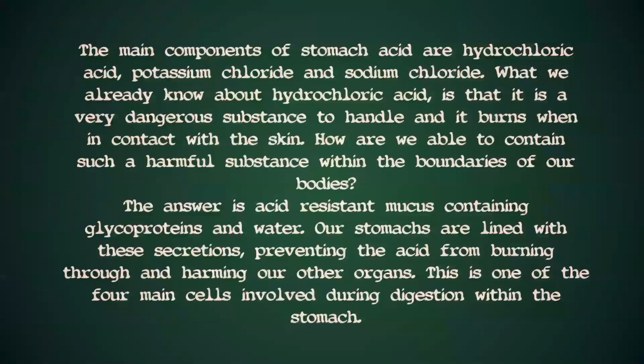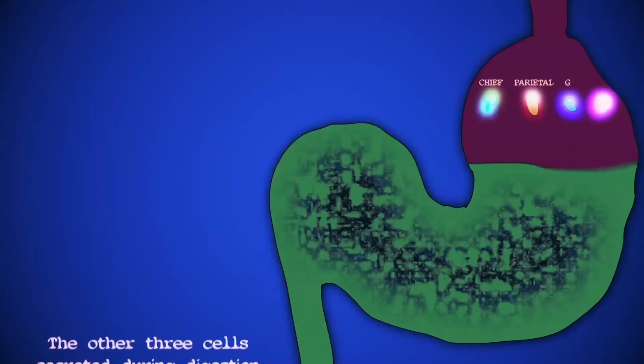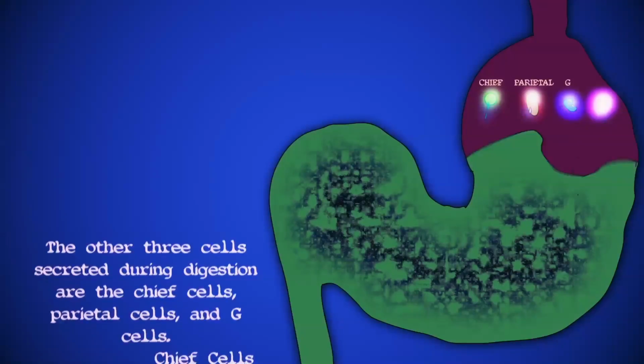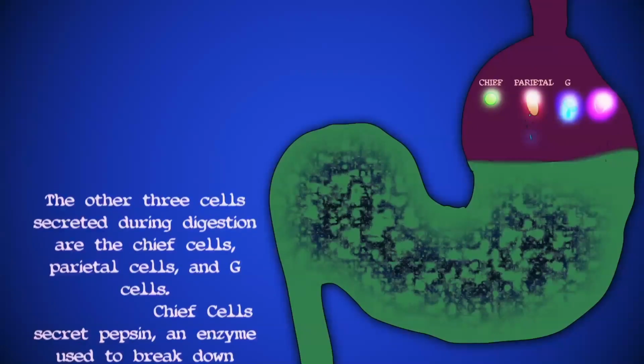The answer is acid-resistant mucus containing glycoproteins and water. Our stomachs are lined with these secretions, preventing the acid from burning through and harming our other organs. This is one of the 4 main cells involved during digestion within the stomach. The other 3 cells secreted during digestion are the chief cells, parietal cells, and G cells.